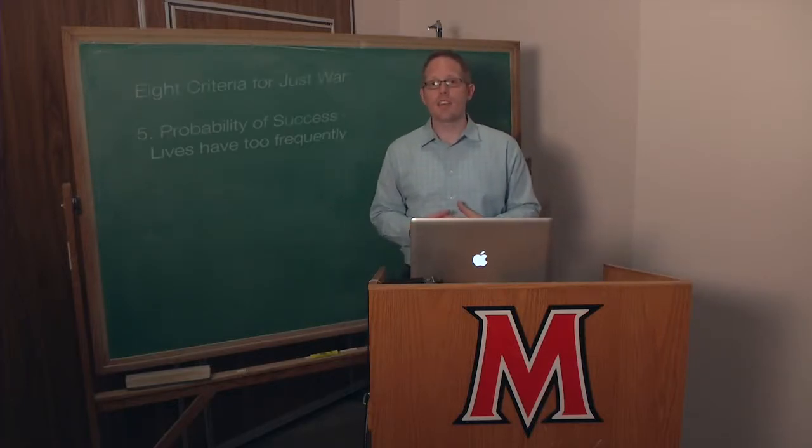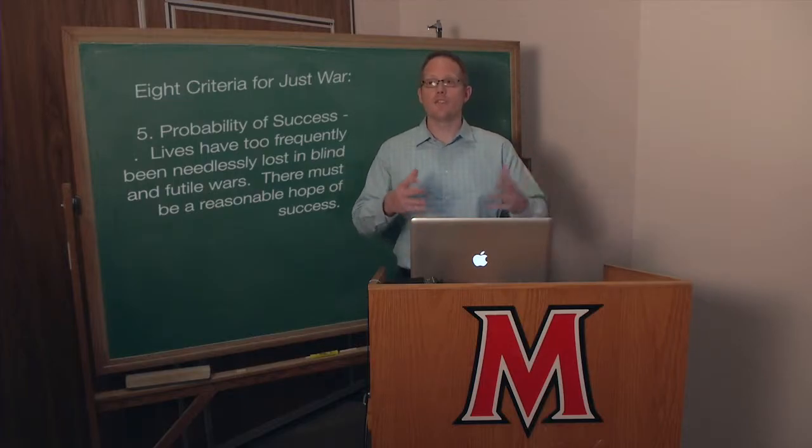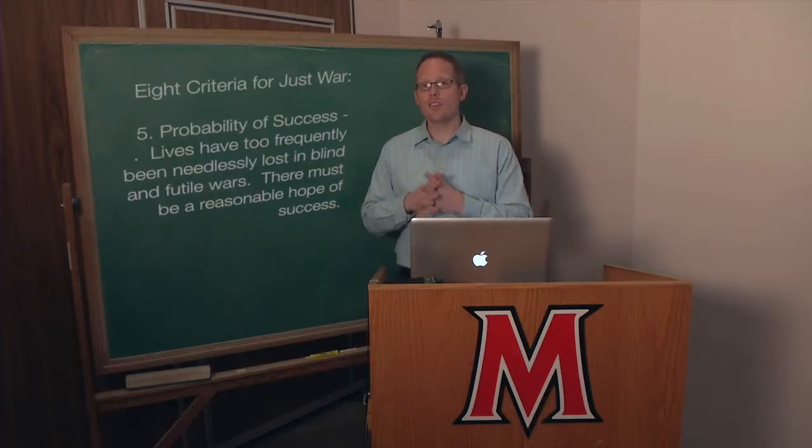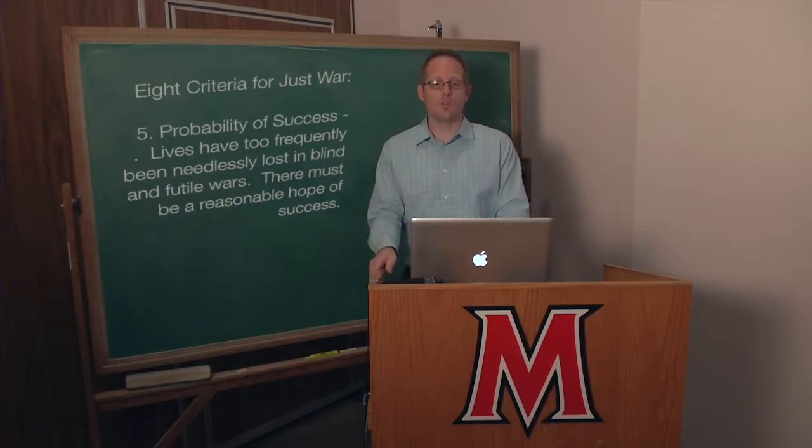We must also have the probability of success. Now this one confuses some students because the underdog oftentimes is the one we root for. But under the just war theory, the thought is that lives have too frequently and needlessly been lost in blind and futile wars. So there must be at least a reasonable hope of success for it to be considered just.